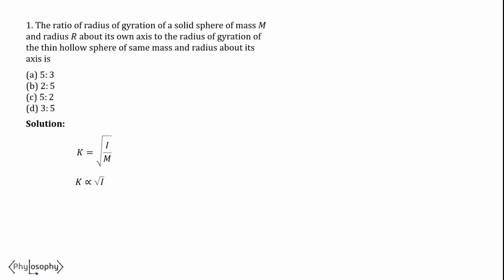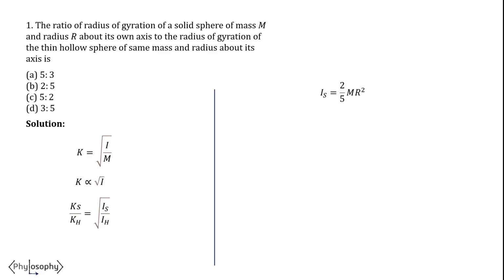Therefore, from the above expression we can say that radius of gyration is proportional to square root of moment of inertia. Now if you denote the radius of gyration for solid sphere and the hollow sphere by Ks and Kh, then the ratio Ks over Kh will be equal to square root of Is over Ih. Here Is and Ih are the moment of inertia for solid sphere and hollow sphere. And these are the two quantities we need to know to calculate the ratio of radius of gyration.